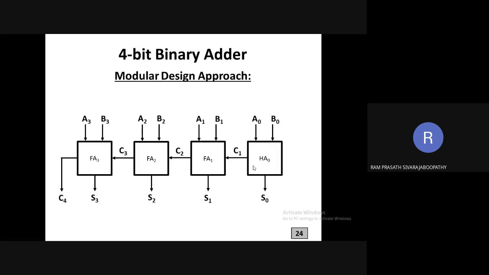நல்லா கவனிங்க, C4 நான் என்ன பண்ணலாம்? We can represent it as C out. Final carry out from the 4-bit adder. Okay, that I am mentioning as C out. Is it clear for all of you?